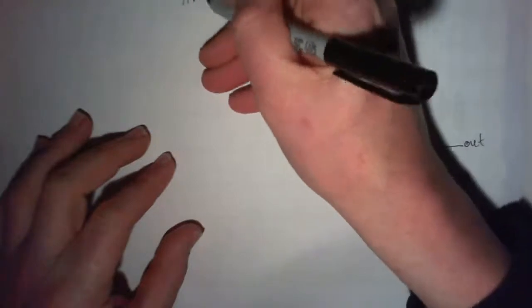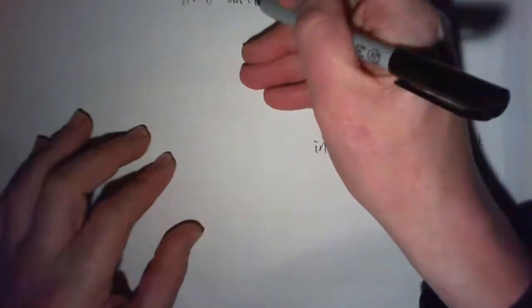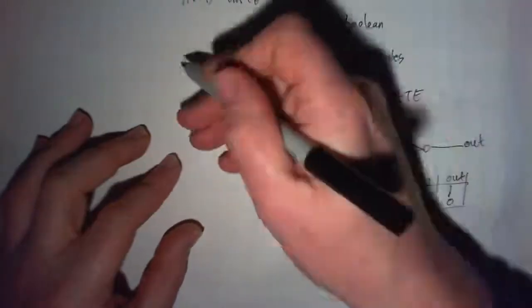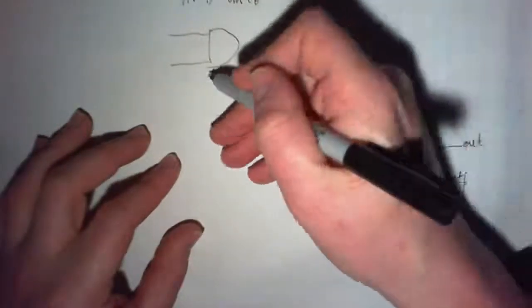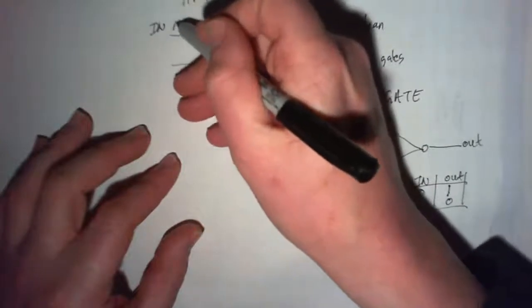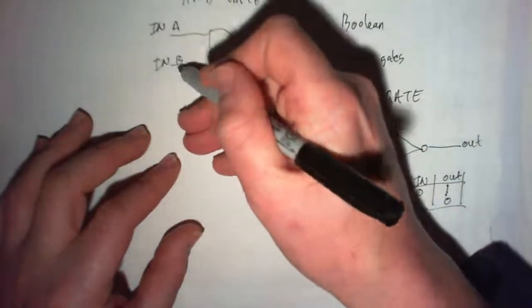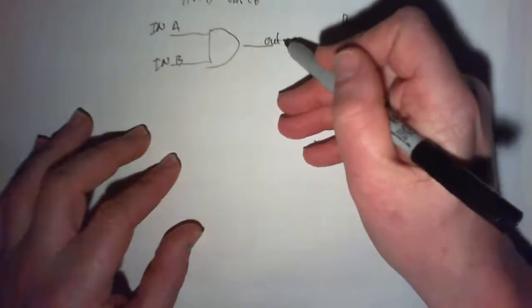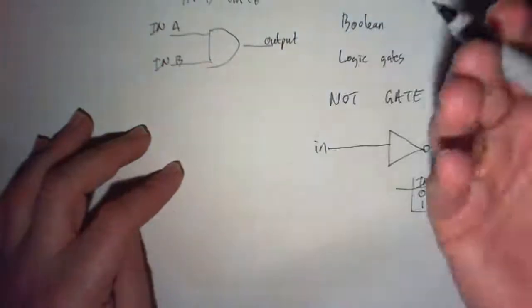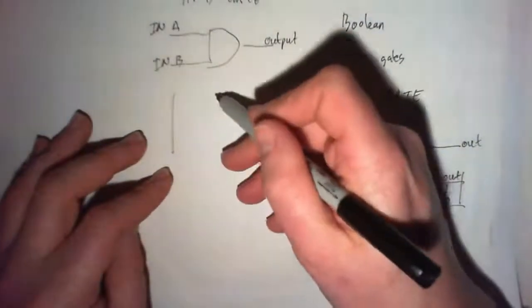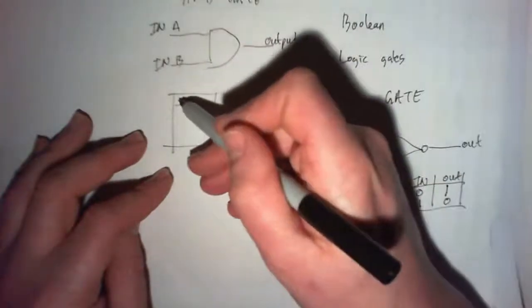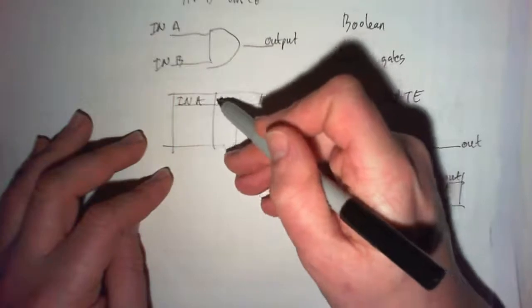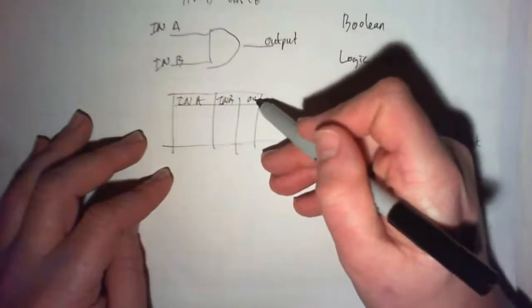The next one we do is the AND gate. Okay, and the AND gate, the symbol is very simple. It's like a D for AND. Okay, so you have input A, you have input B, and then you just have one output. Okay, and again, the truth table for this, because we have two inputs, we have 3 columns, 2 for in, 1 for out. Okay, so in A, in B, and out.